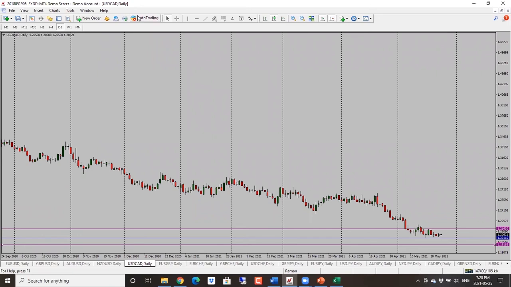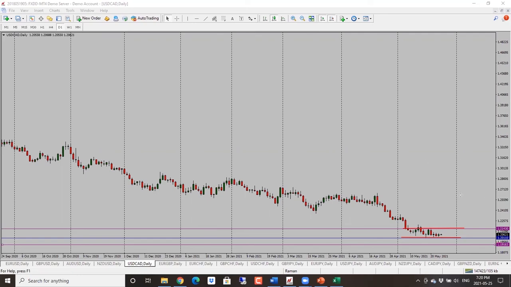Dollar CAD here, this as well has been stuck in a very tight range here. And right now, bias is neutral. Price has struggled going through the support here for the last 3 days. It's been sitting right on that support level, hasn't been able to drop through it.